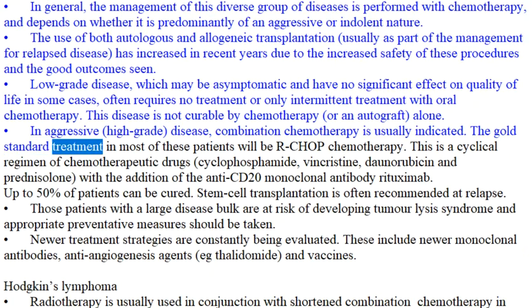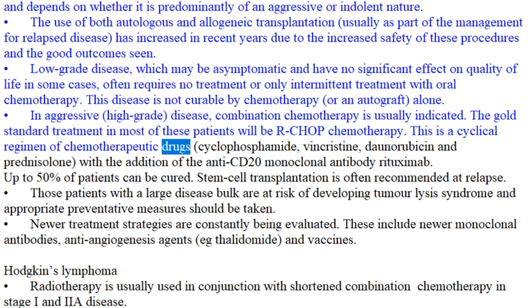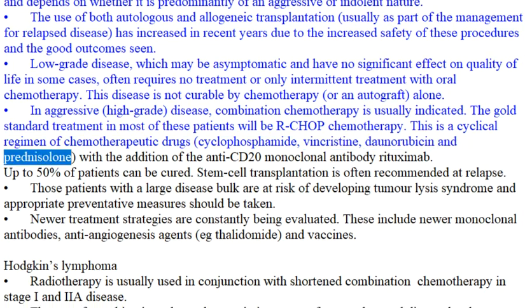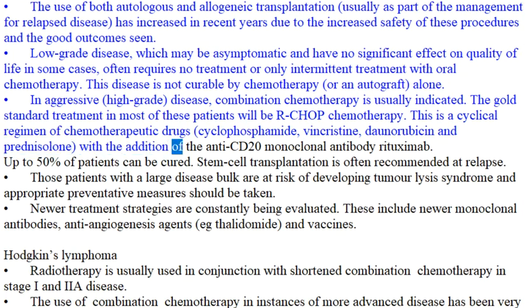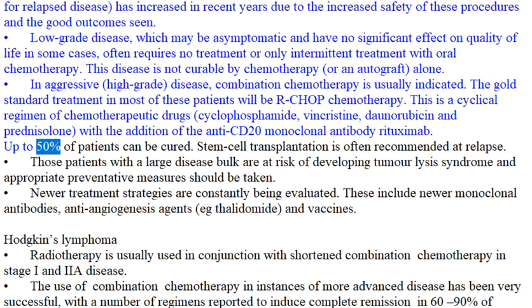The gold standard treatment in most of these patients will be R-CHOP chemotherapy. This is a cyclical regimen of chemotherapeutic drugs, cyclophosphamide, vincristine, daunorubicin, and prednisolone, with the addition of the anti-CD20 monoclonal antibody rituximab. Up to 50% of patients can be cured. Stem cell transplantation is often recommended at relapse.